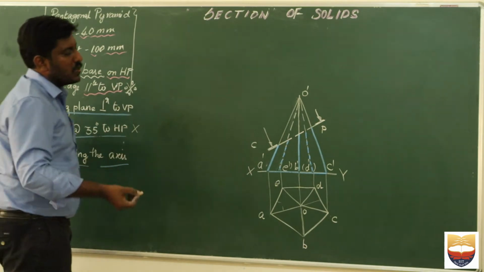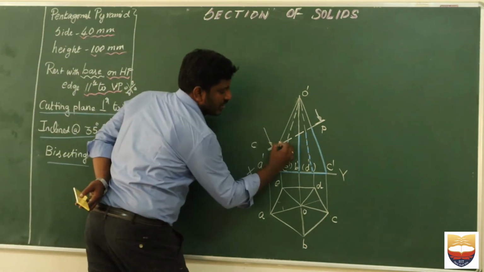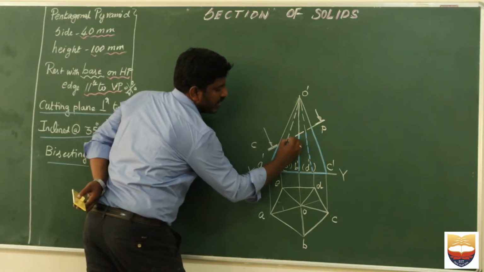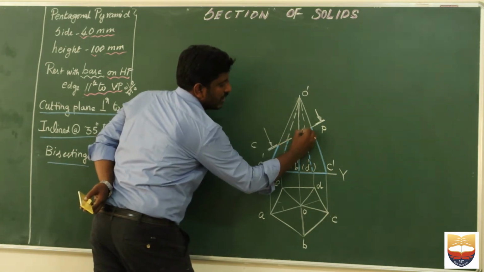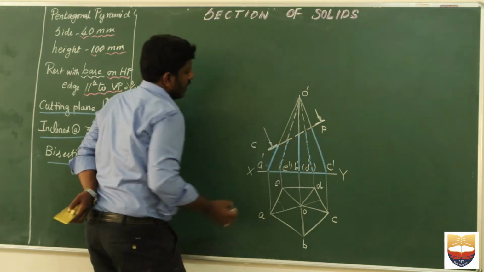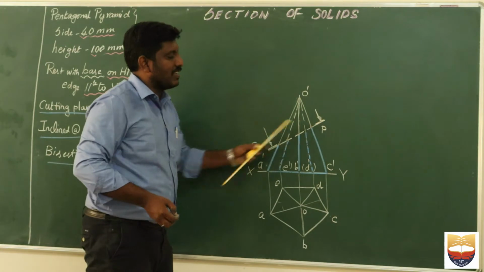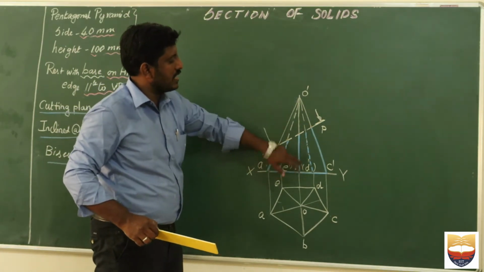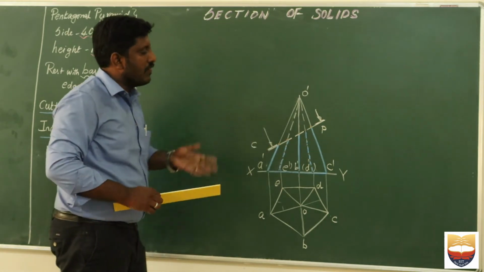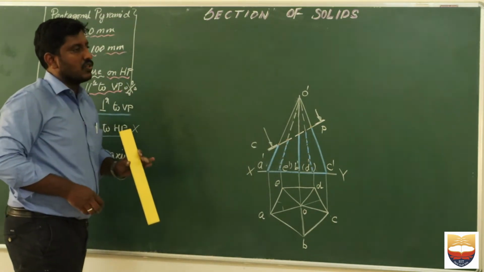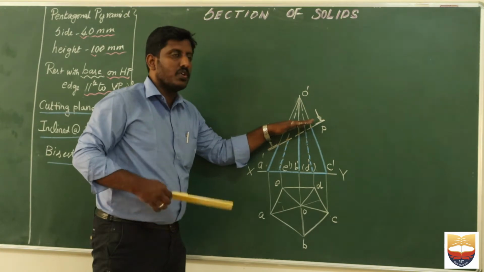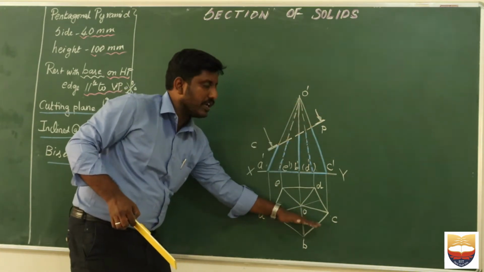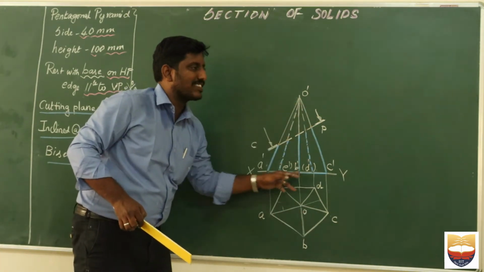Next, you try to identify wherever the knife is cutting. See here, the knife is cutting here, here, here, here, and here. So all are slant edges. So A dash to O dash, B dash to O dash, D dash to O dash, C dash to O dash. So everything is cutting only in a slant edge. So in order to name, you try to project all the points towards your top view of your slant edges.